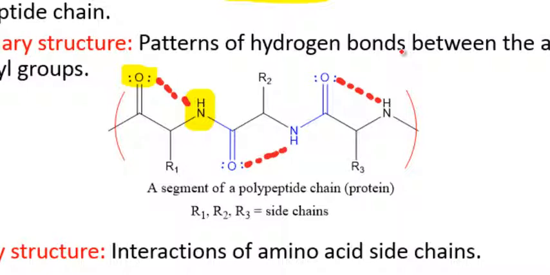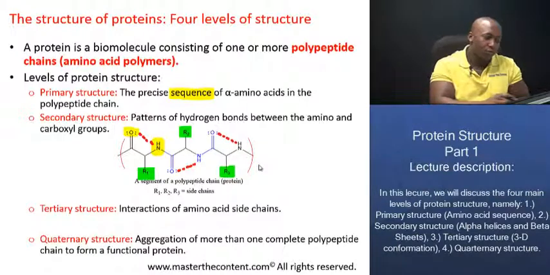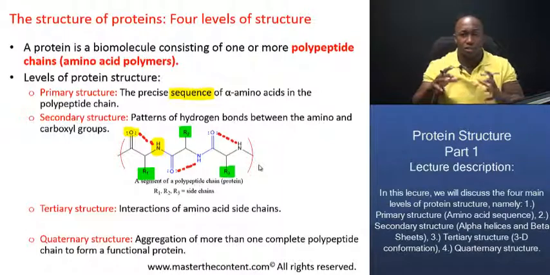Now at the tertiary level, the entire protein, the long polypeptide chain, starts to conform or fold into a three-dimensional shape, and that's caused by the side chains. As you can see here, R1, R2, R3 would be the side chains in that polypeptide chain. So they can interact, resulting in what we call the tertiary level of structural organization. Now, at the quaternary level, we're basically talking about more than one polypeptide chain coming together to form one complete functional protein. So that pretty much gives you a very basic introduction as far as the four levels of protein structure are concerned.